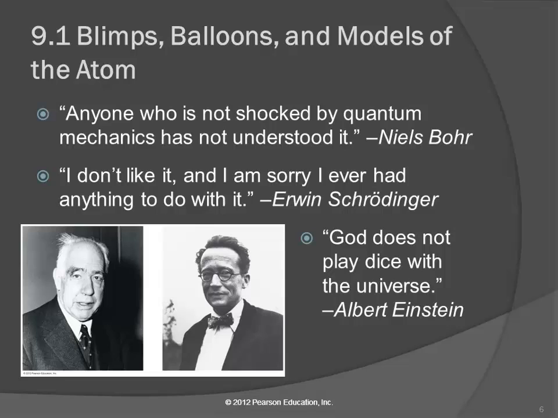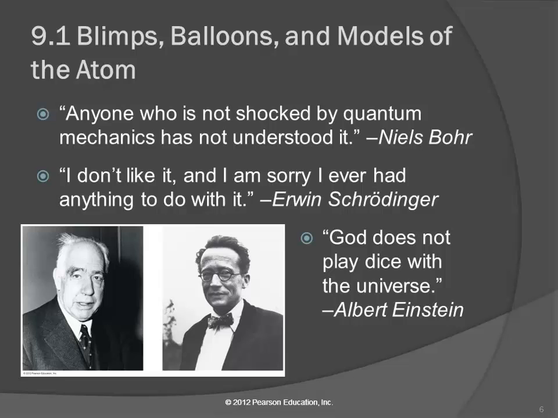So the quantum mechanical model came about in the early 1900s. Here are photographs of Niels Bohr on the left and Erwin Schrödinger on the right. And here are some quotes. Niels Bohr said, "Anyone who is not shocked by quantum mechanics has not understood it." Erwin Schrödinger said, "I don't like it, and I'm sorry I ever had anything to do with it." Sadly, that is also the feeling of many chemistry students after studying it. Albert Einstein was also involved in the quantum mechanical model of the atom, and one of his comments was, "God does not play dice with the universe."